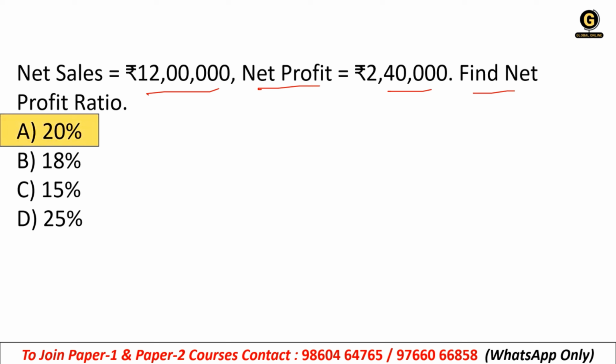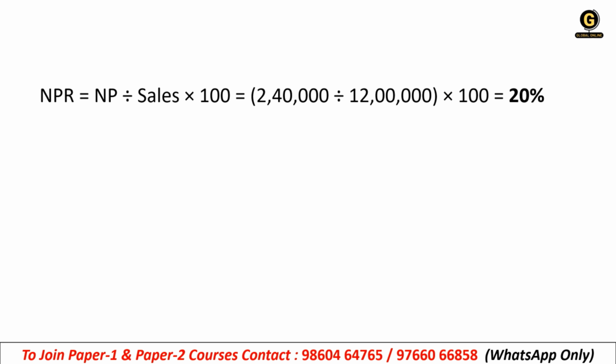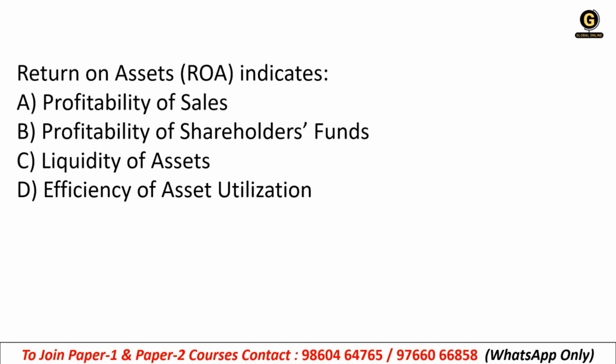So the right answer will be 20%. Net profit ratio is equal to net profit divided by sales into 100. We have net profit 2 lakh 40,000 and sales 12 lakh rupees. When we divide and multiply it with 100, we have 20% net profit ratio. Next, return on assets indicates.